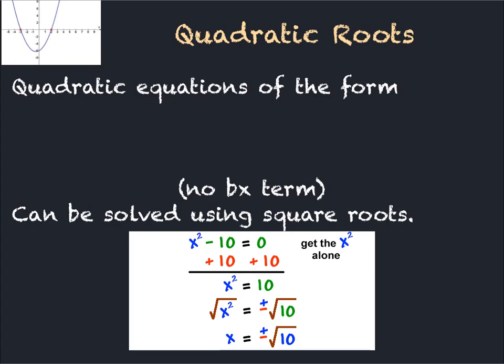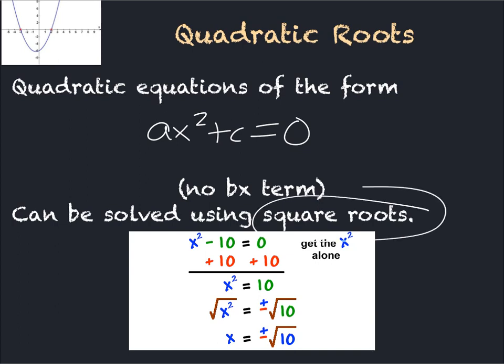Okay, so quadratic equations of the form ax squared plus c equals 0 can be solved using square roots. And that's the main part of our lesson today. That square root section on the last slide was just a little review. But this is what we're doing today. We're solving quadratic equations by taking square roots. We've already solved quadratic equations by factoring. Today we're going to solve them by taking square roots.